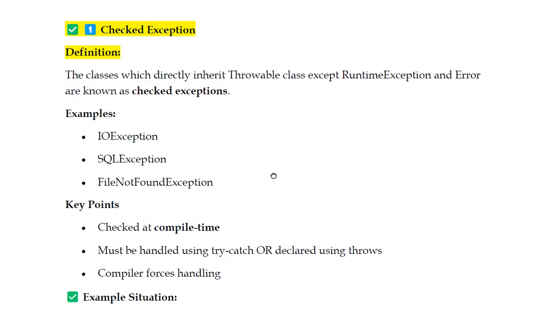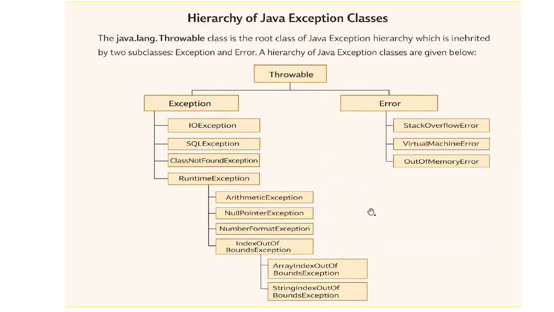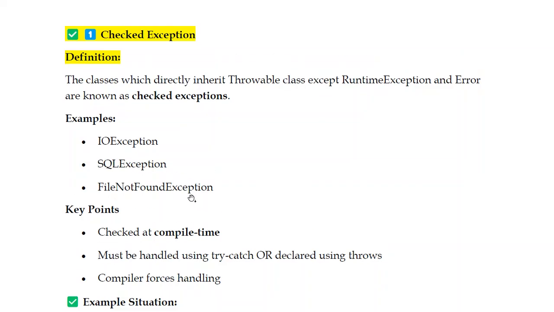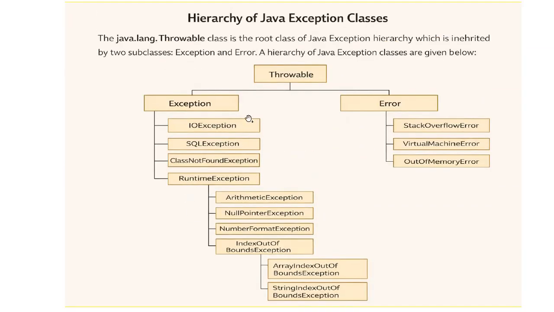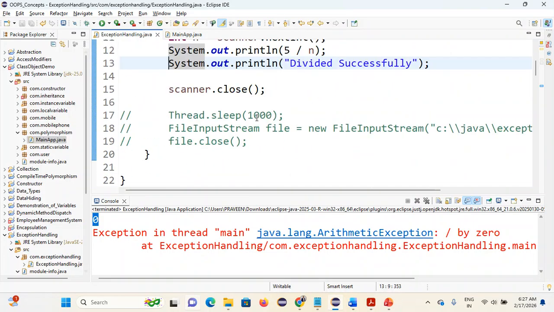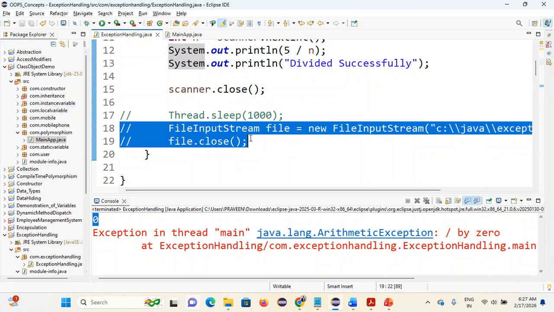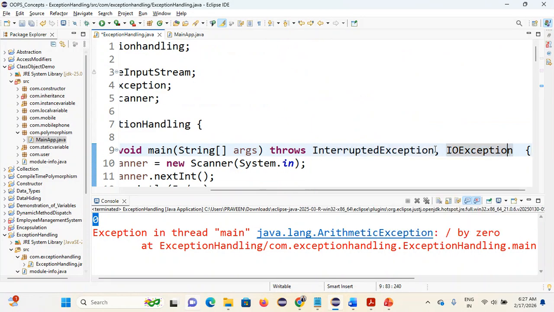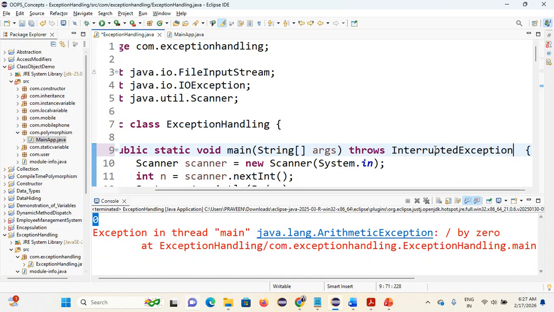So checked exceptions we already clearly mentioned. What comes in the checked exceptions? IOException, SQLException, FileNotFoundException, ClassNotFoundException. These come under the checked exception category because at the time of compilation itself it is telling us. The best example is the FileInputStream we already discussed. If I'm not giving the IOException, it will throw an error, so it is checked at compile time itself.